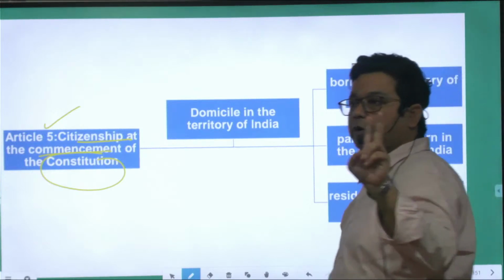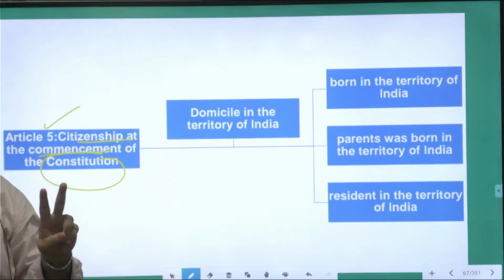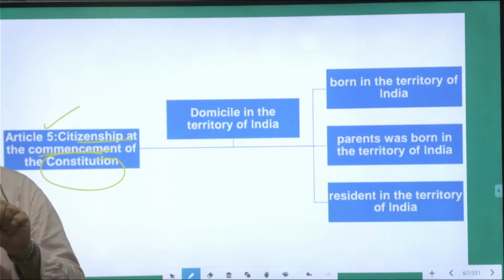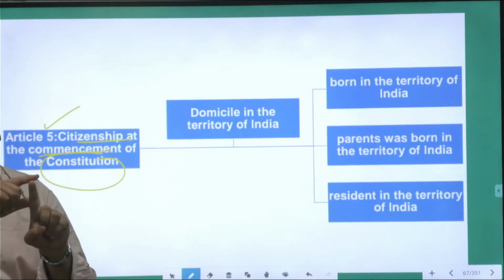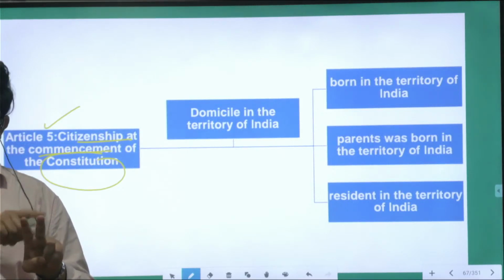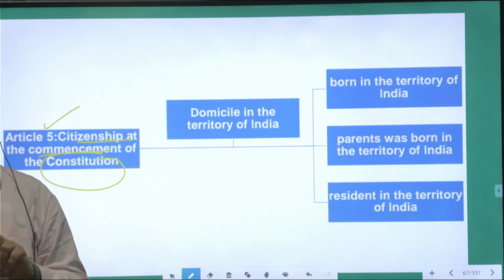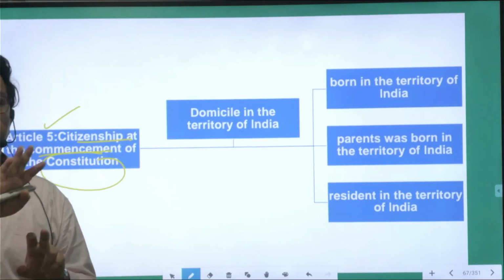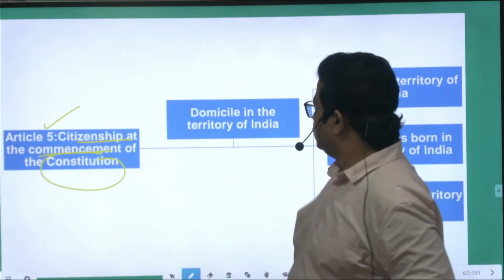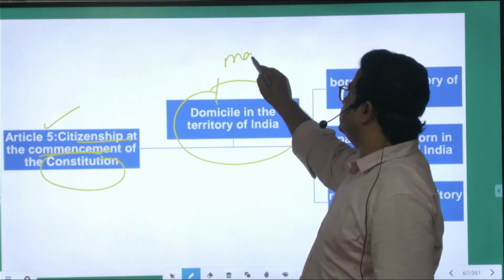Article 5 talks about who becomes or who is a citizen at the commencement of the Constitution, and it gives two conditions. Out of the two, one is compulsory, mandatory, one is optional. You have to be both, but one is compulsory. It means it has to be there, then only the second is applicable. If the first is not applicable, the second will not be applicable. Am I clear? Yes or no? So it says the domicile in the territory of India is a mandatory provision.